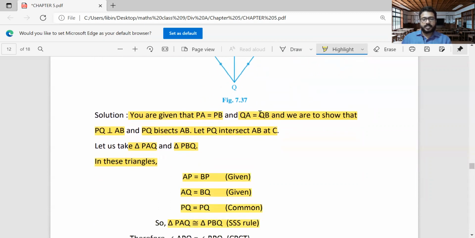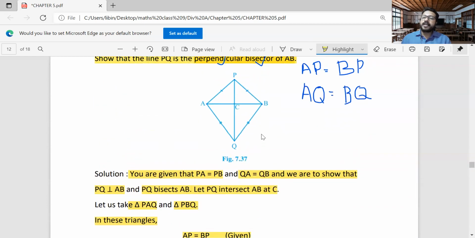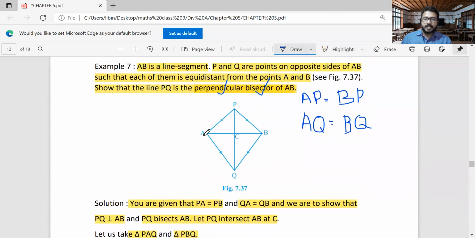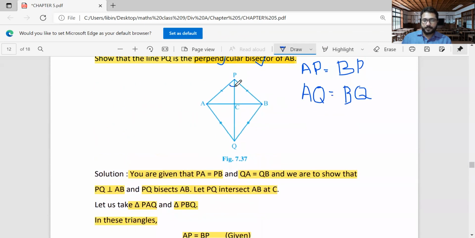So by using CPCT, their corresponding sides and angles should also be equal. Here we are considering specifically angle APQ is equal to angle BPQ. Angle APQ, that is here, is equal to angle BPQ. We have shown that these two angles are equal. Just keep this in mind. Just wait, I will show you why we have chosen specifically these angles.